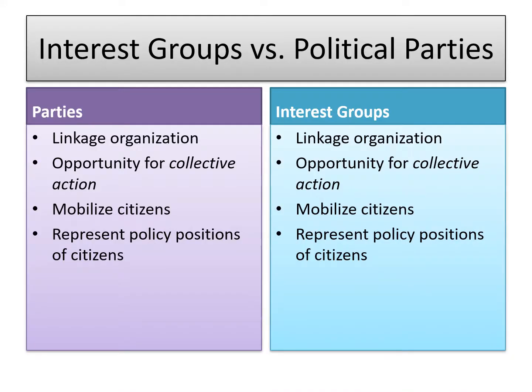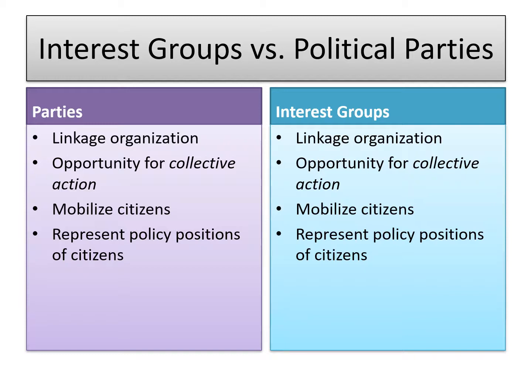in the lecture. Before we do that, though, I want to compare interest groups and political parties since you've already had a chance to study political parties. Parties and interest groups are both linkage organizations, as we said, and they provide an opportunity for citizens to participate in what's called collective action, meaning that citizens can work together. There's strength in numbers, and they can work together with people who share their political views and the political goals that they have.